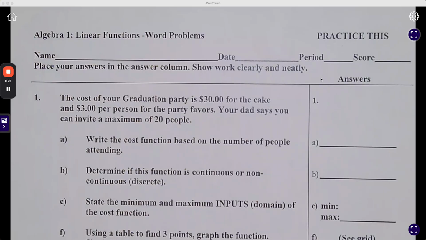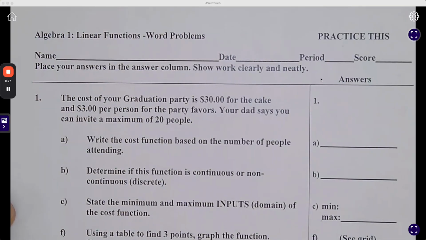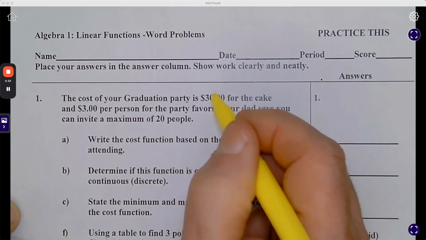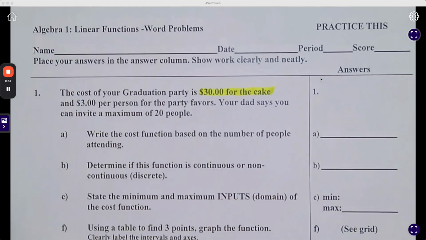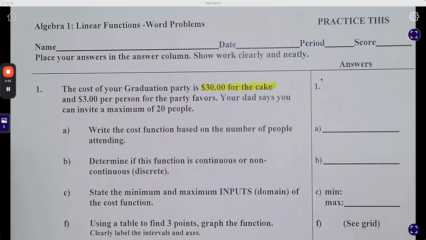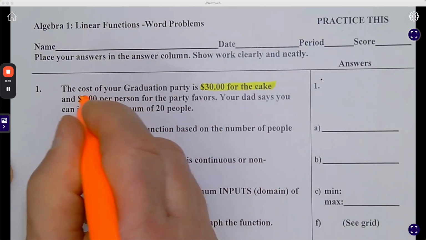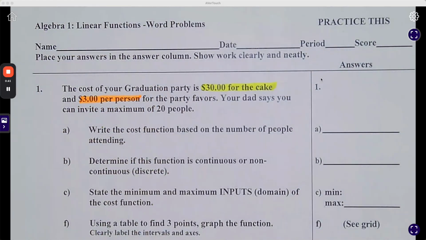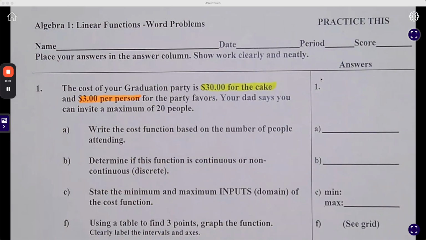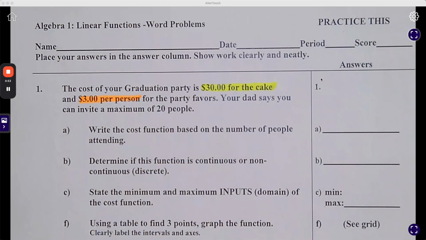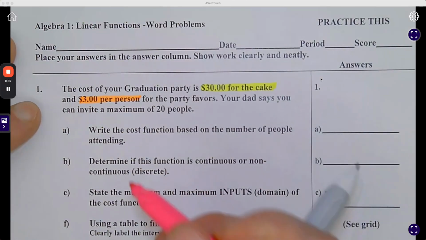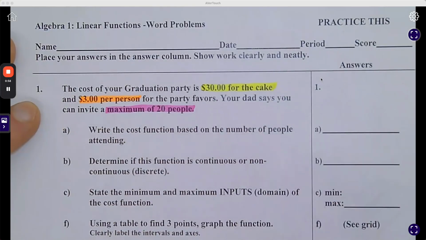All right, here we go. The cost of a graduation party is $30 for the cake. Okay, so that's important information. No matter how many people show up, the cake's going to cost $30. And $3 per person. Notice that word per, right? That means rate of change. So the cost of your graduation party is $30 for the cake and $3 per person, for the party favors. Your dad says you can invite a maximum of 20 people. Okay, so that is your maximum input value, which we call the domain.